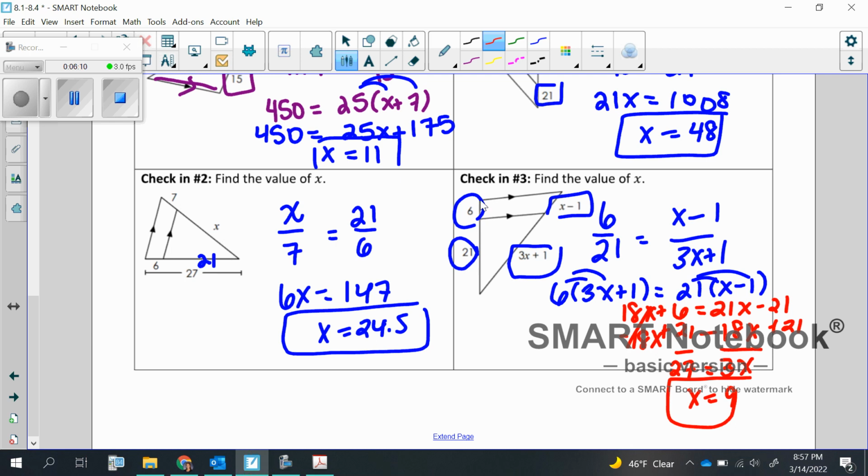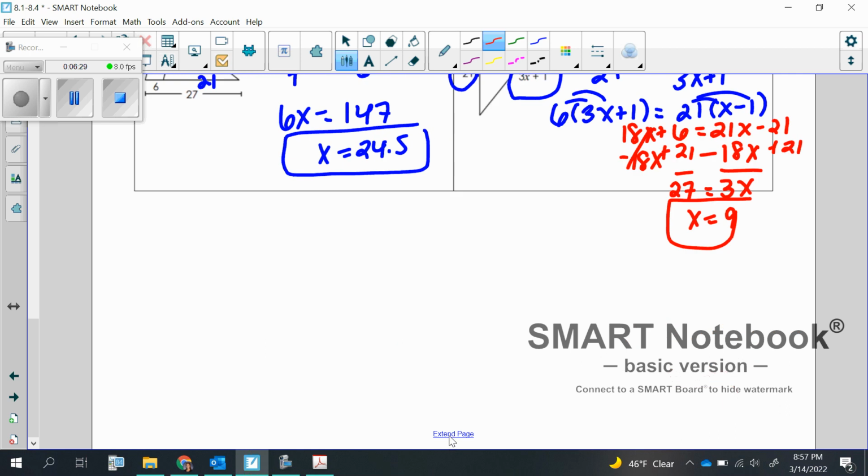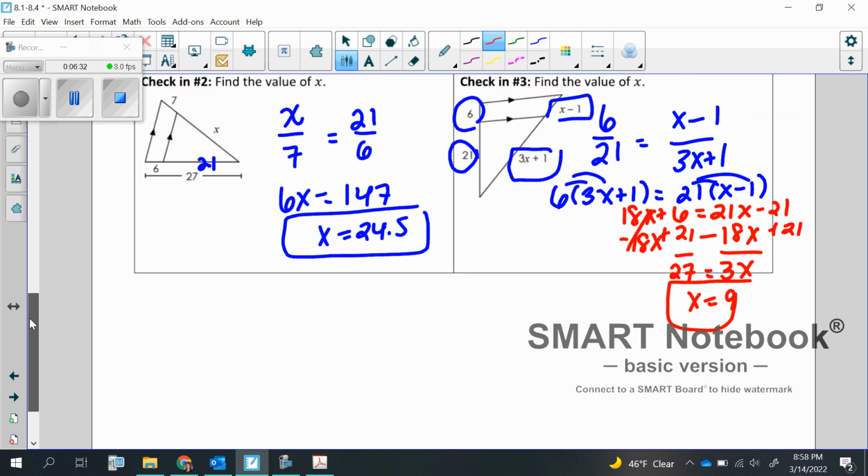And then our last, check-in number 3, is 6 over 21, so piece over piece equals x minus 1 over 3x plus 1. And once we set that up, we can cross multiply and solve. Just make sure you are using parentheses when you do the 6 times the 3x plus 1 and the 21 times the x minus 1. And what I'll do is I'll extend the page a little bit and keep this up for a second because I know the smart notes symbols are in the way. Okay, and you'll end up distributing and solving for x and you get x equals 9. So again, piece over piece equals piece over piece as long as the one segment is parallel to the third side.